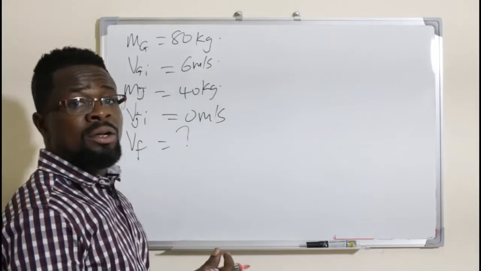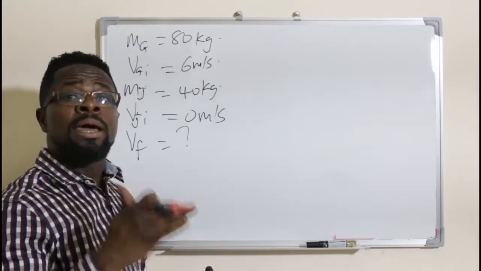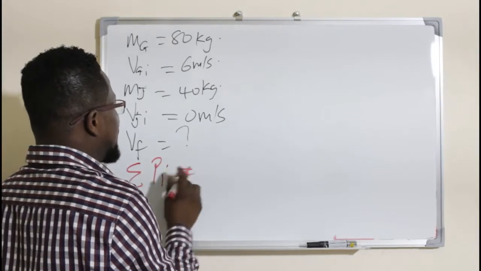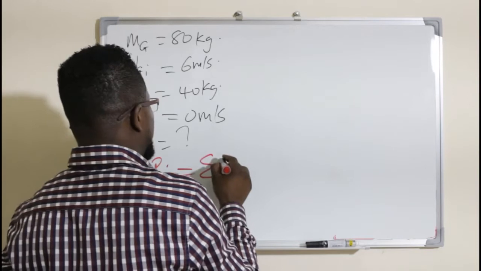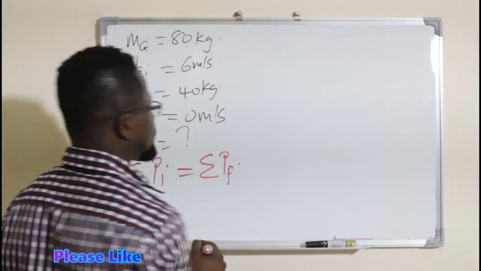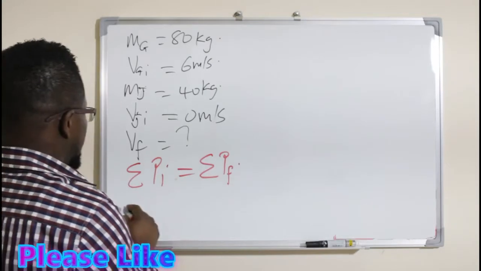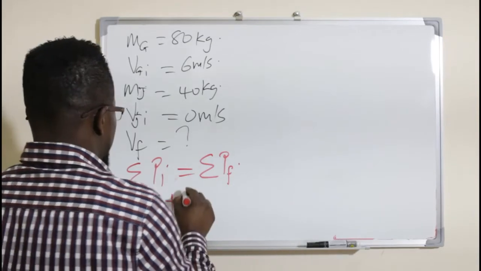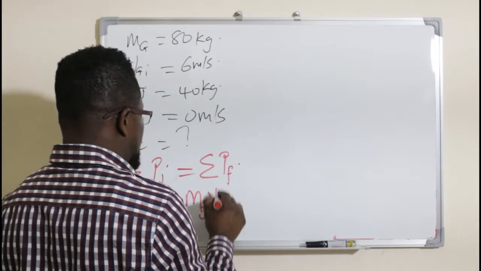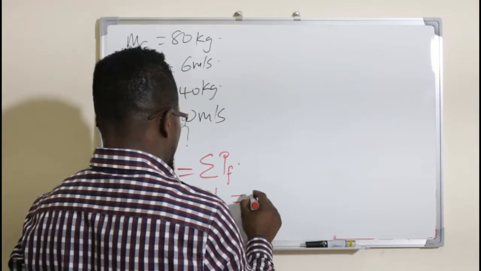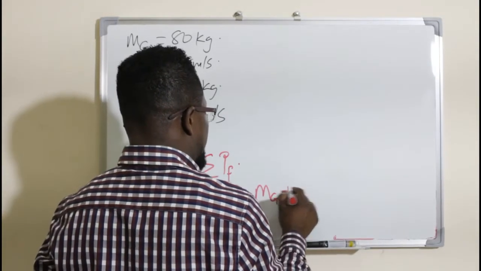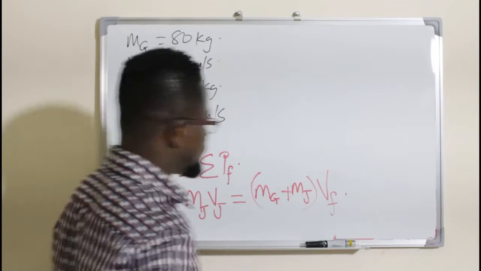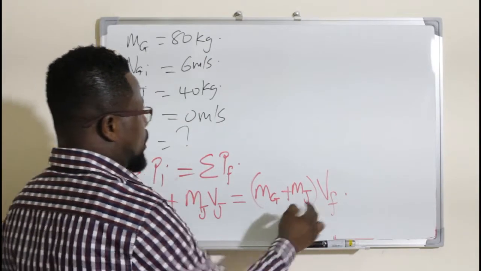Alright, so let's go straight away into solving the problem. We need to state our law of conservation of momentum. And that is, the sum of the initial momentum must be equal to the sum of the final momentum. So this means that mg vg plus mj vj is equal to (mg plus mj) multiplied by v final. And this is what we want to look for.